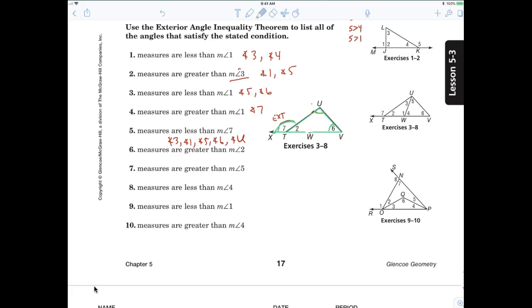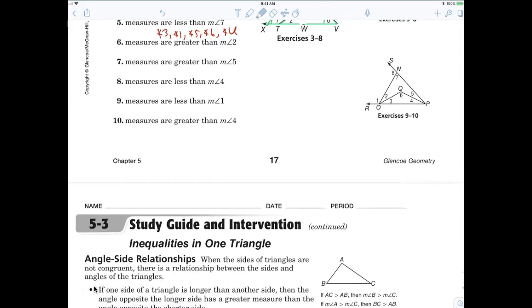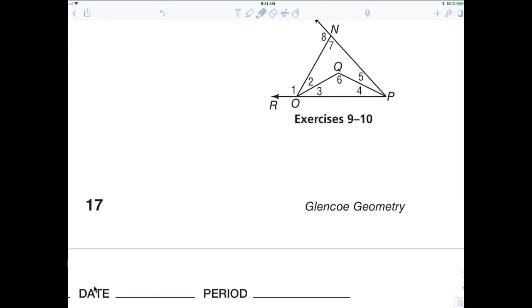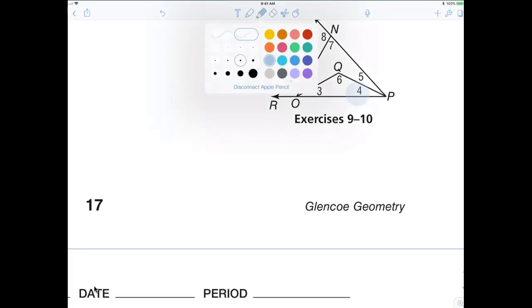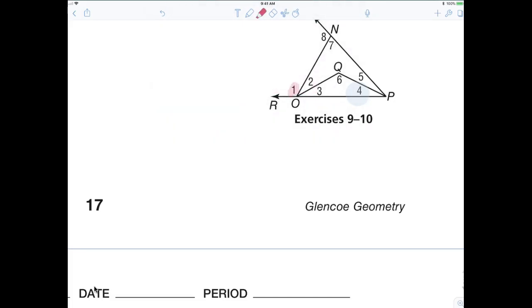Number 4, measures that are... No, 10. I meant to say 10. Okay, so here we go. Measures that are greater than angle 4. Over here, I'm looking at this right here. That's angle 4. Now, do you agree that angle 1 has to be greater? And why is angle 1 greater? Because angle 1 is greater than this angle. So angle 1 has to be greater than angle 4. You agree with that?